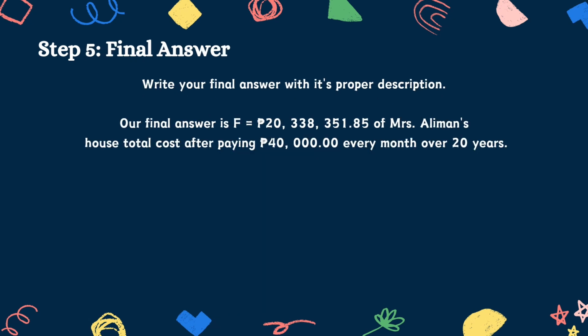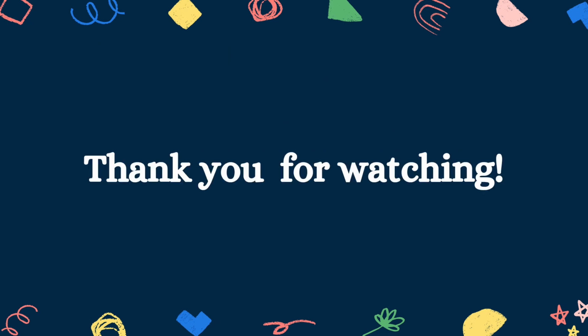Step 4. Final answer. Write your final answer with its proper description. So F is equal to 20,338,351.85 pesos is the total cost of Mrs. Saliman's house.